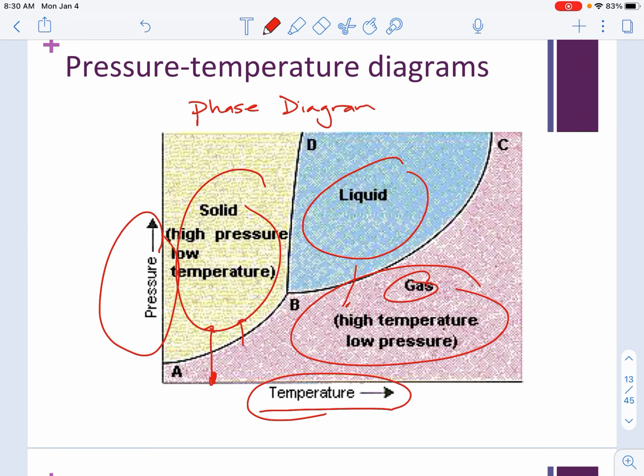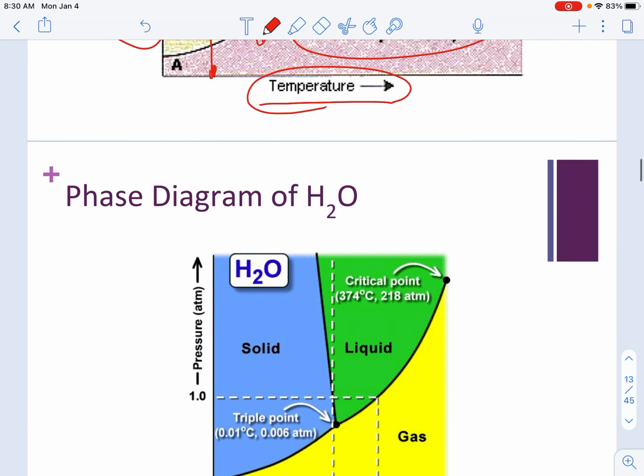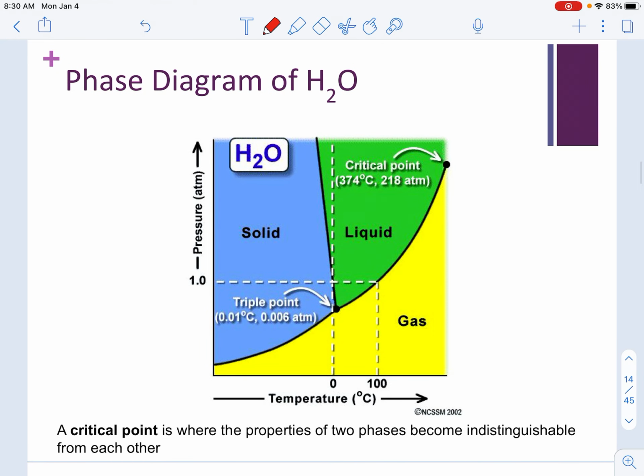Or from a gas to a liquid. Or if you're to do the opposite and decrease the pressure, you can actually change from a solid to a gas, or a liquid to a gas. And so I'm just going to go ahead over this one. This is for water. This is the phase diagram for water.